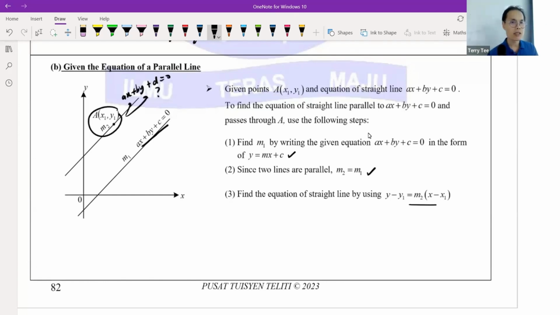Then you rewrite it, and you get the answer. Whether you write d or you write equals to c, it doesn't matter. But I don't know why school doesn't want to use this. They still use the traditional change to y equals mx plus c method, which is a lot longer.